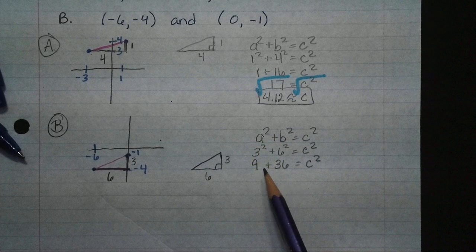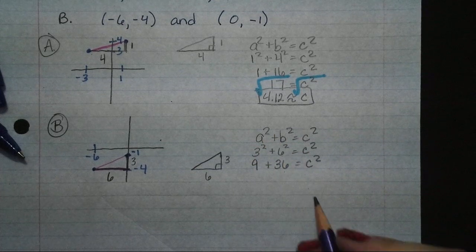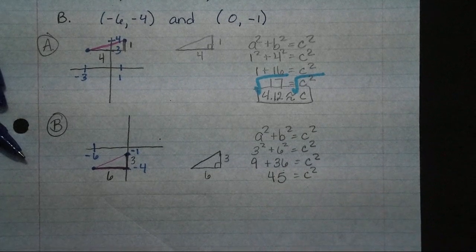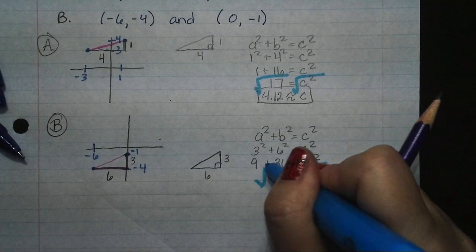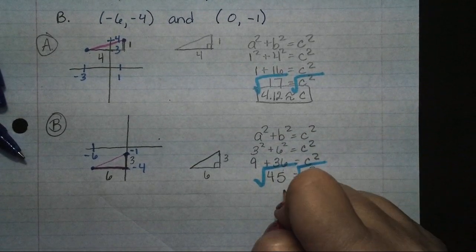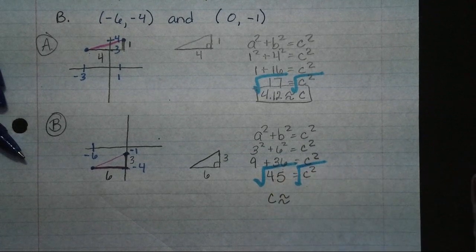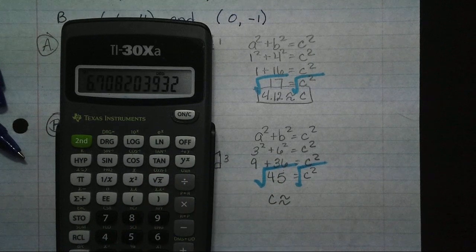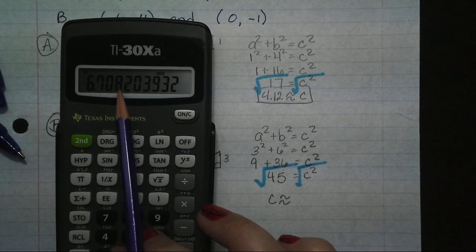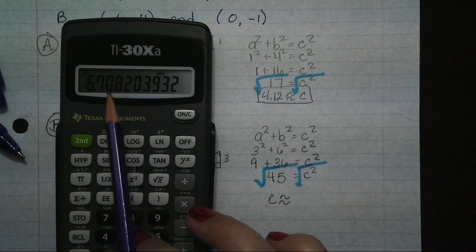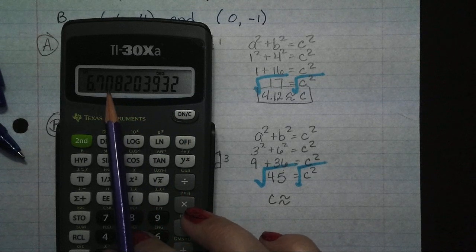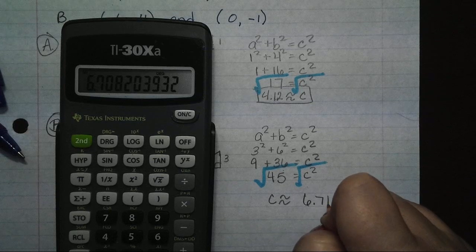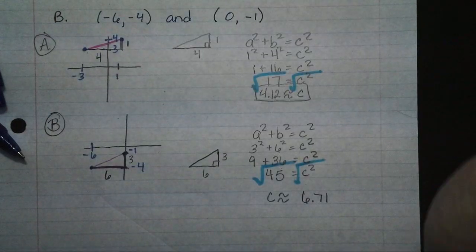So squared out, 3 squared is 9, 6 squared is 36. Add them together, we get 45. And then we're finding the square root. So c is approximately, remember we're rounding to the nearest hundredths place. So the 8 is 5 or more, so we let it soar, so that tells us the 0 is now going to be a 1. So c is approximately 6.71 units.